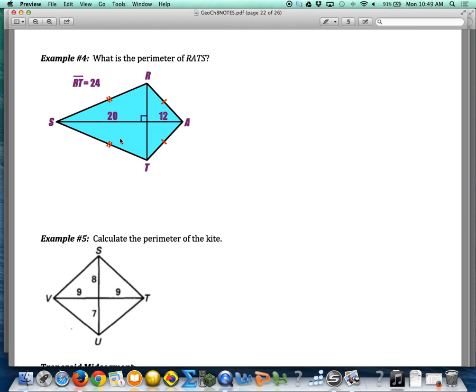So, the next figure is figure RATS. It says, what is the perimeter of RATS? And it tells us that RT is 24. First thing, what type of figure is it? Kite. Okay, so that we need to know. We need to know that it's a kite. RT equals 24. How am I going to mark that on the figure?